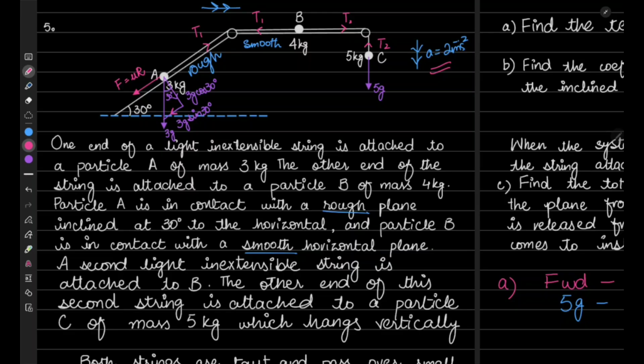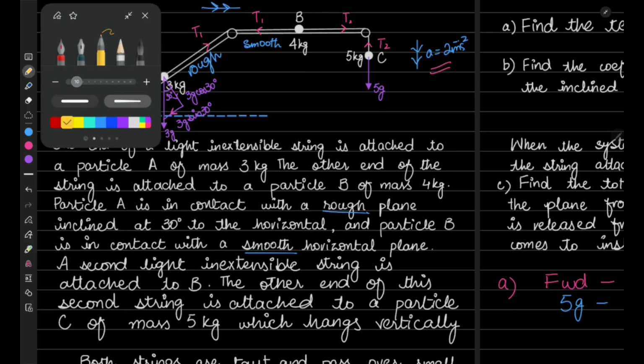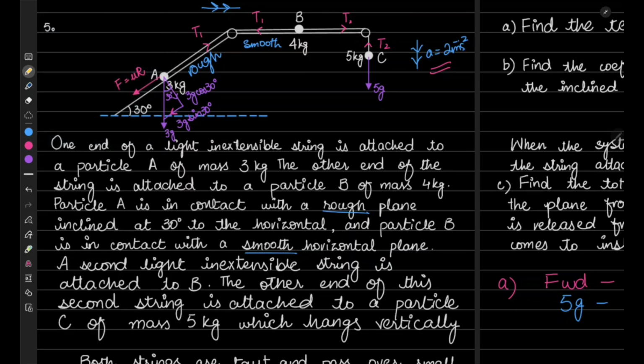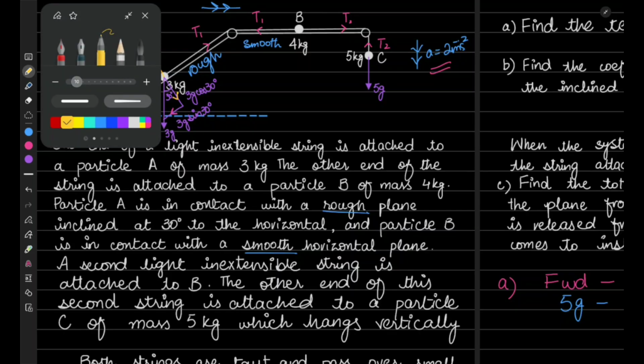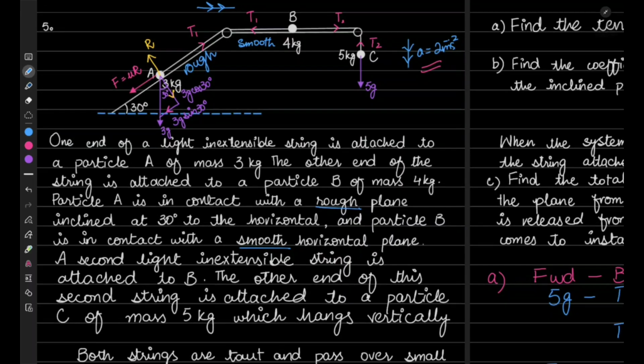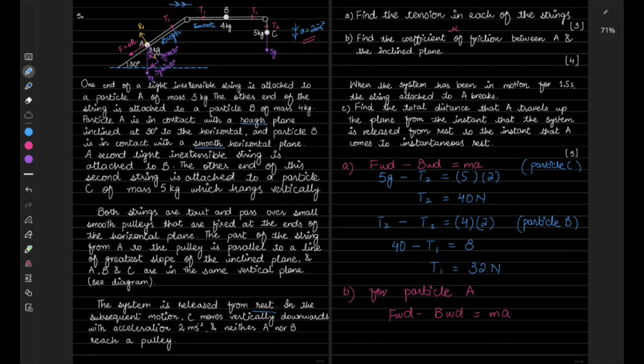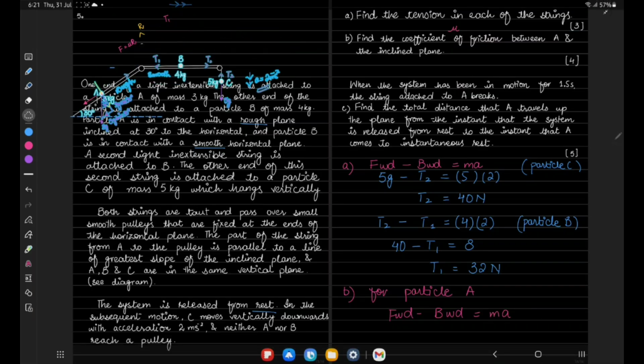Okay, and to find out mu R, we need to find R. And what is R? R is going to be equal to 3g cos 30, because up equals to down. Vertically, there is no net force, so up will be equal to down. So first let's get that. I'm taking this whole working on the next page.